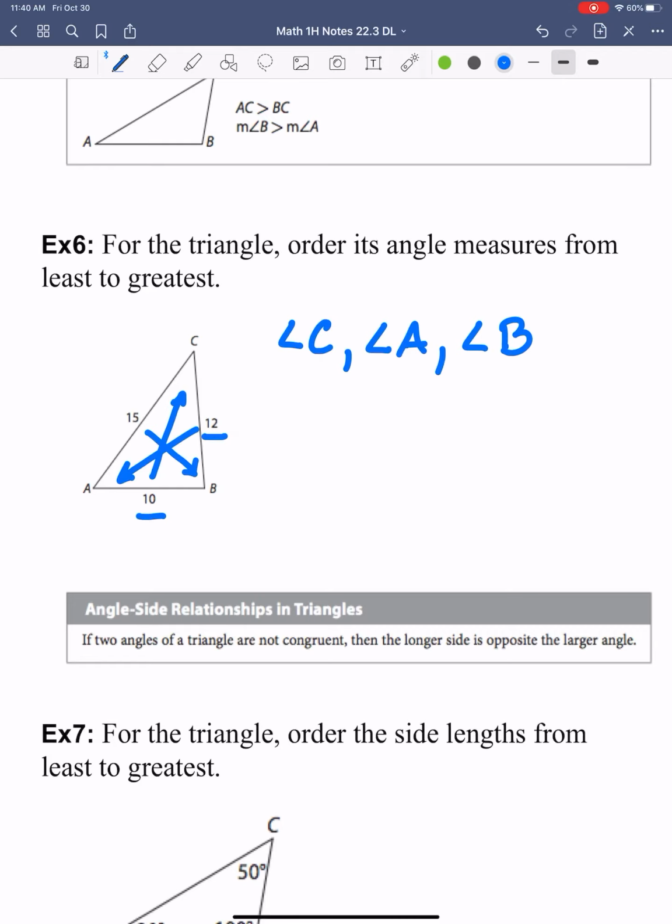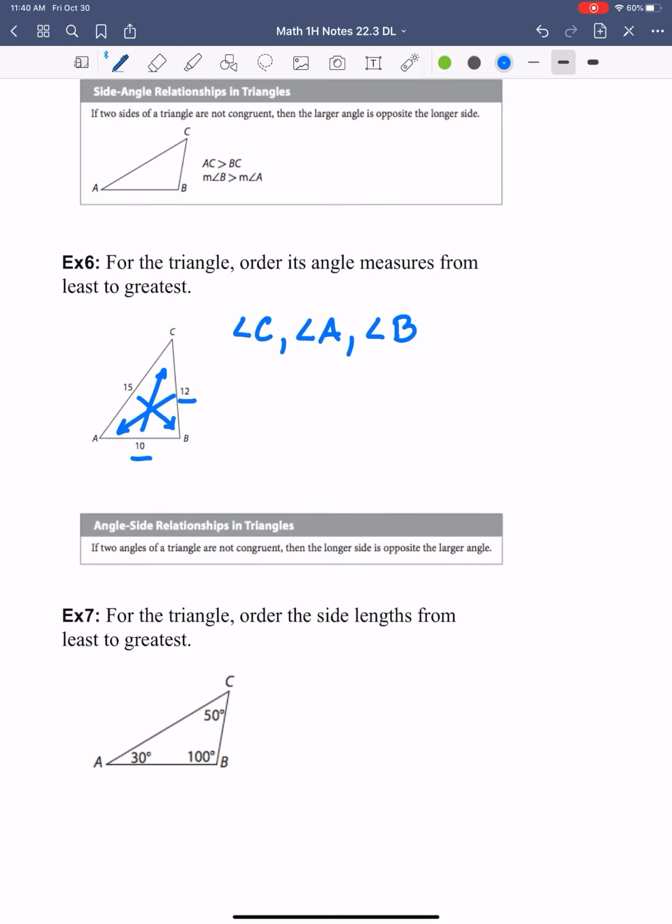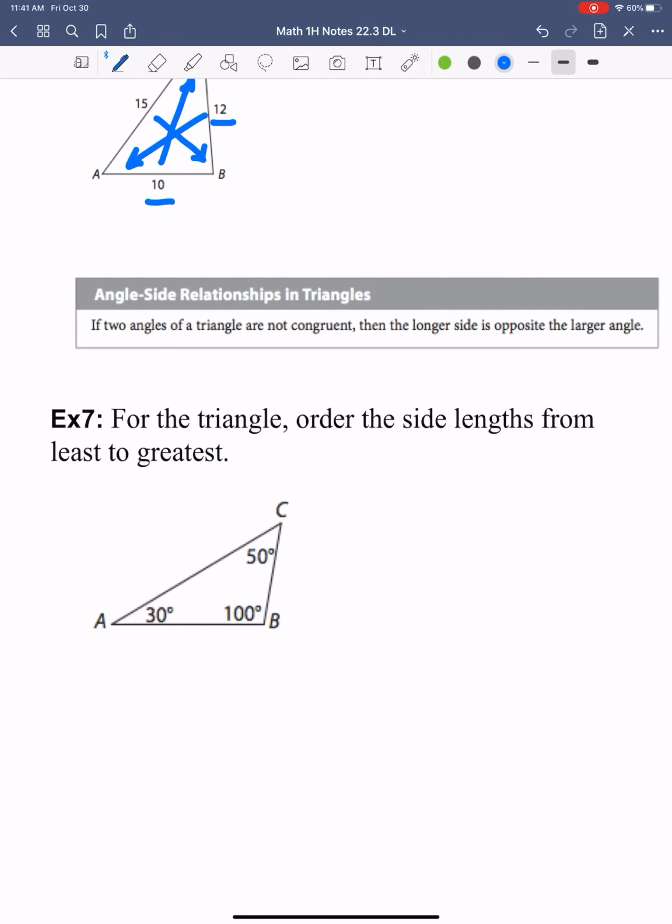Okay. And then we can also say that goes vice versa, right? So it says if two angles of a triangle are not congruent, then the longer side is opposite the larger angle. So for this one, it says for the triangle, order its side lengths from least to greatest. So it wants me to talk about side lengths now. Well, I know that the shortest side is going to be opposite the smallest angle. So here's my smallest angle, and the opposite side there is going to be CB. So that's the shortest side. Then I go to the next smallest angle, which is 50. And that's opposite of this side, AB. And then the largest angle is 100, and that's across from AC.